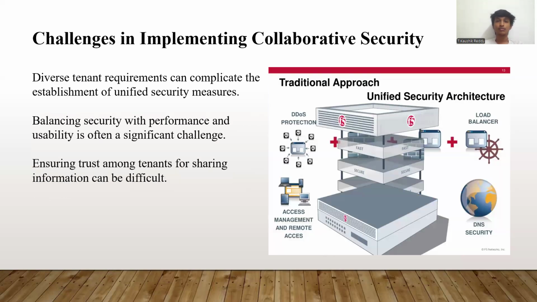Challenges in implementing collaborative security. Diverse tenant requirements can complicate the establishment of unified security measures. Balancing security with performance and usability is often a significant challenge. Ensuring trust among tenants for sharing information can be difficult. Traditional approach, unified security architecture. Next, DDoS protection, access management and remote access, load balancer, DNS security.